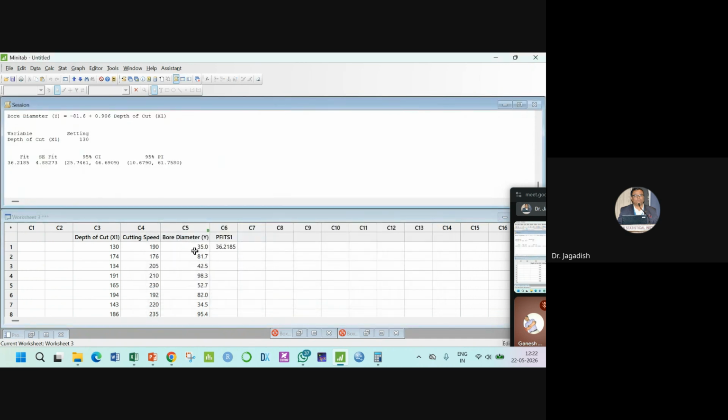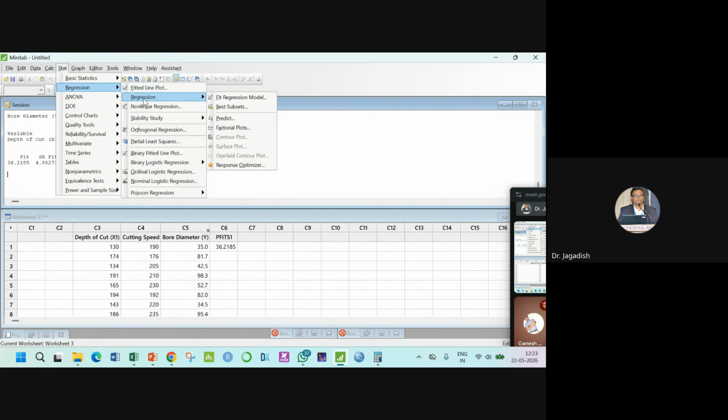So see, the actual experimental value is 35, but your model is giving 36.21, isn't it? So the experimental value is 35, but your model is giving 36. This is how we measure the residuals.